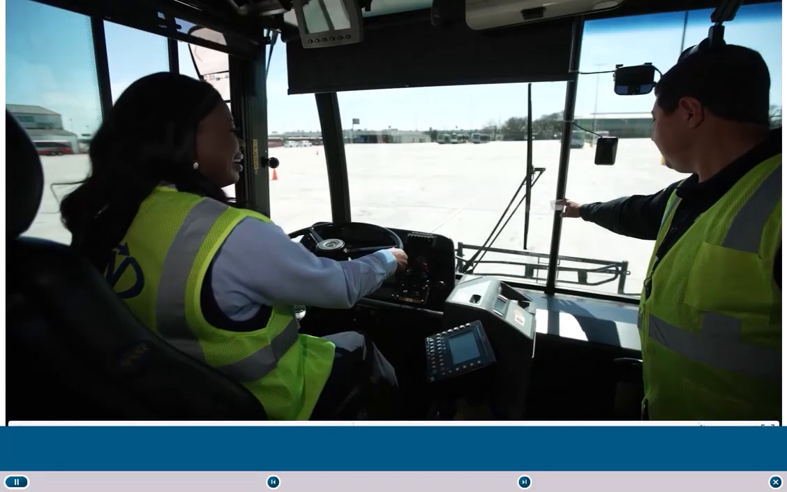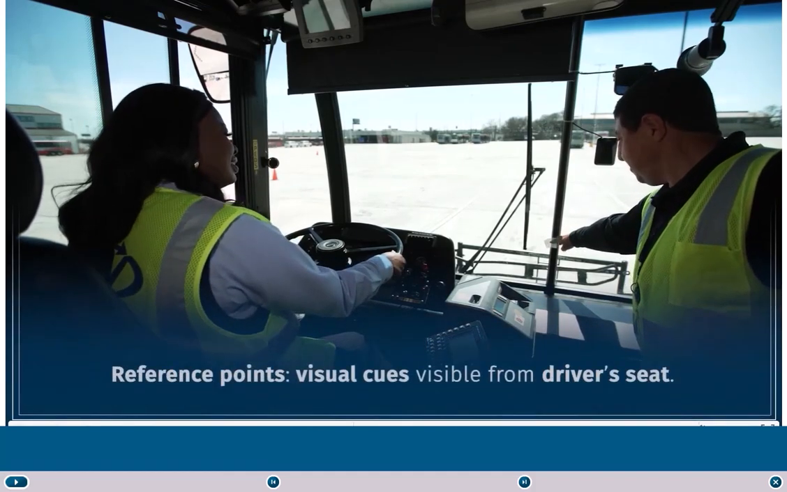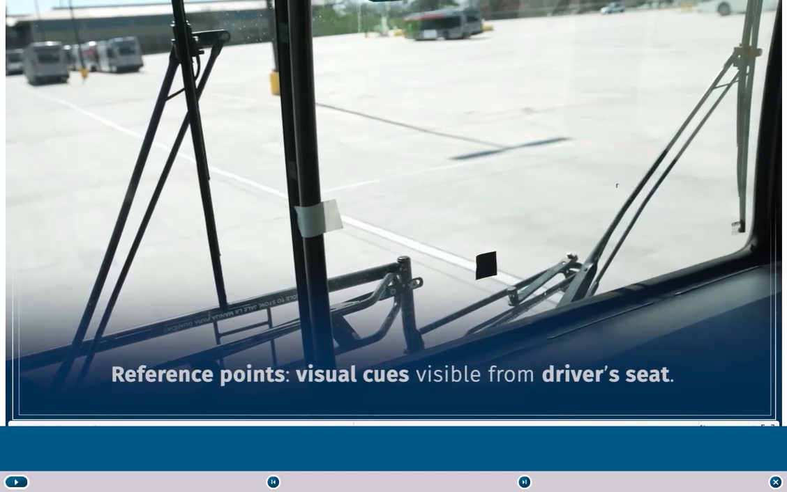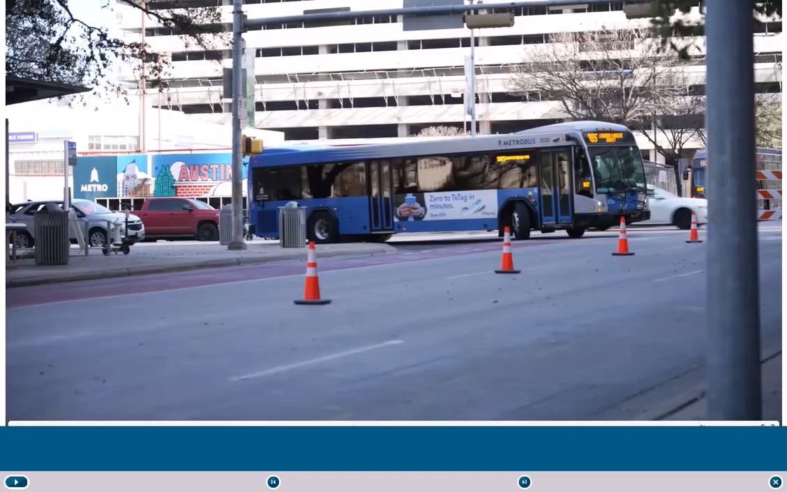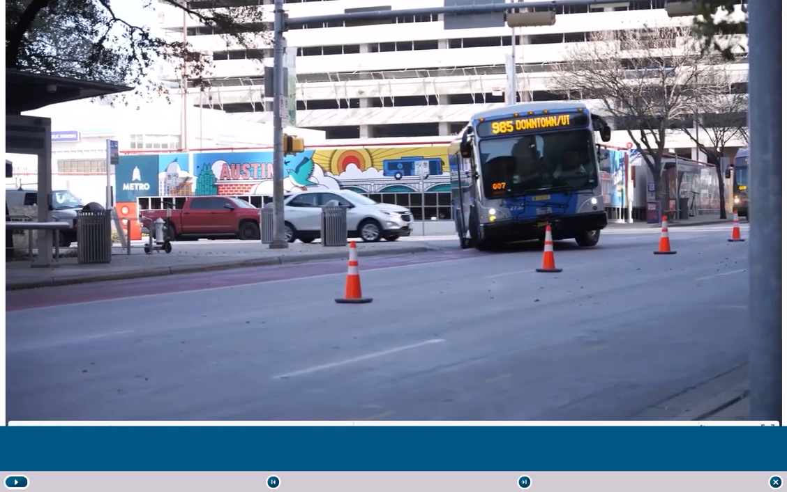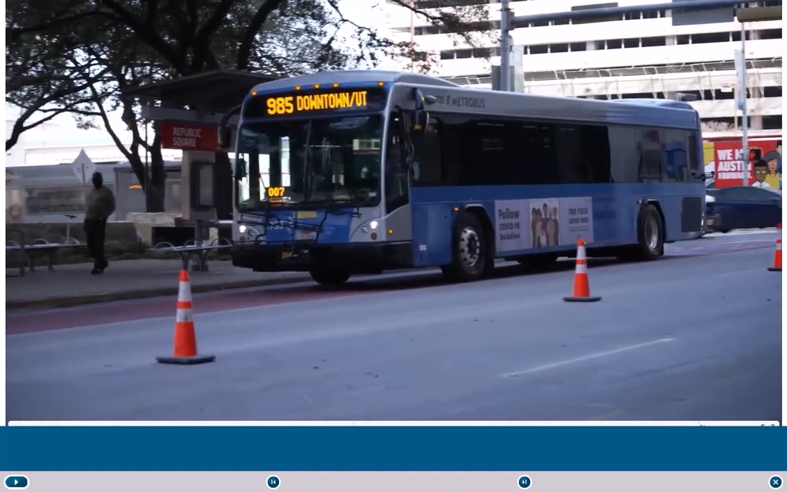In order to help you know where your vehicle is in the lane during various maneuvers, visual cues can be used that are visible from the driver's seat. These are called reference points. Properly using your reference points will help lower the risk of accidents, especially with fixed objects and turning procedures.